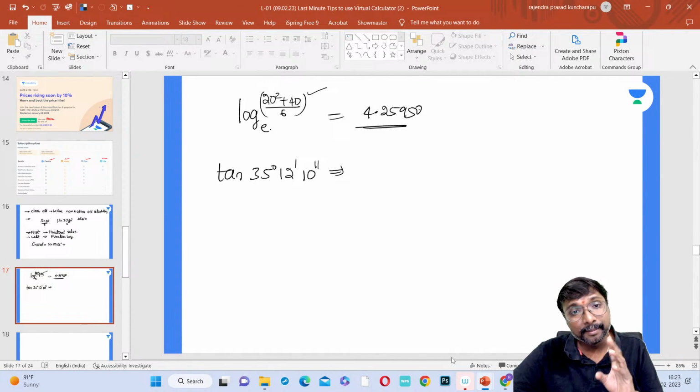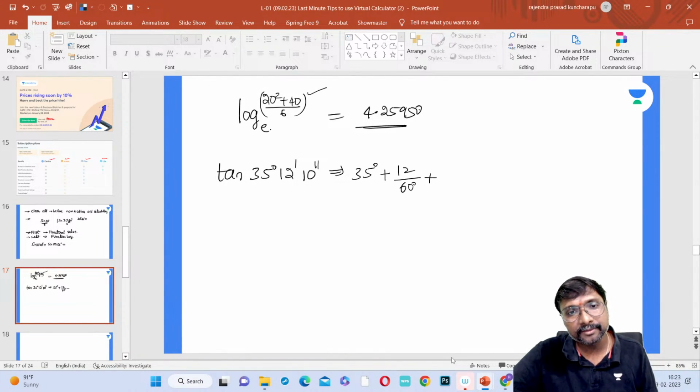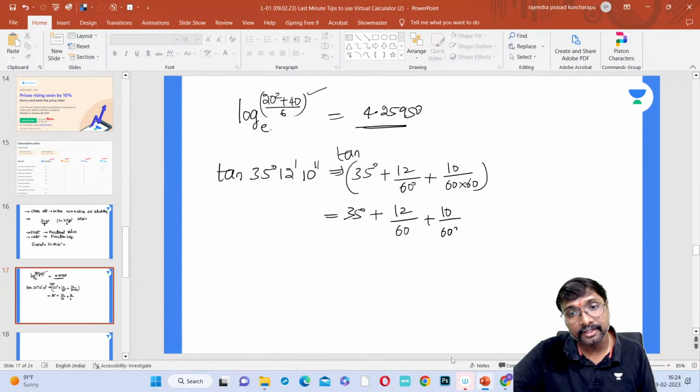First we have to convert the minutes and seconds into degrees, right? So it will be 35 degrees plus 12 by 60, plus 10 by 60 into 60. So tan of 35 plus 12 by 60 plus 10 by 60 square, that is your tan of this much, right?